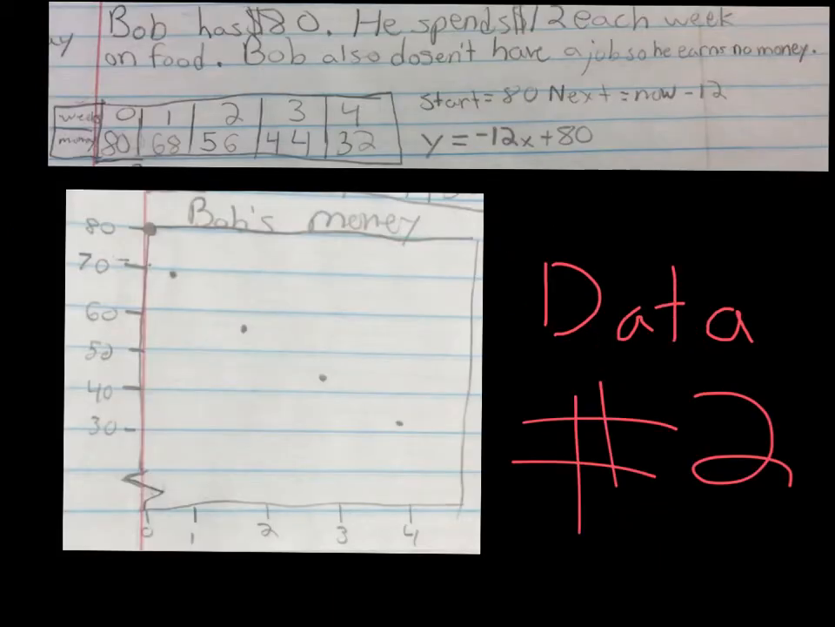Bob has $80. He spends $12 each week on food. Bob also doesn't have a job, so he earns no money.